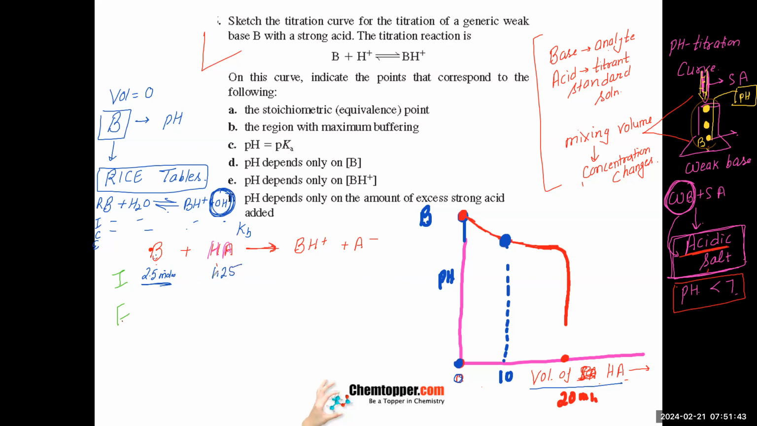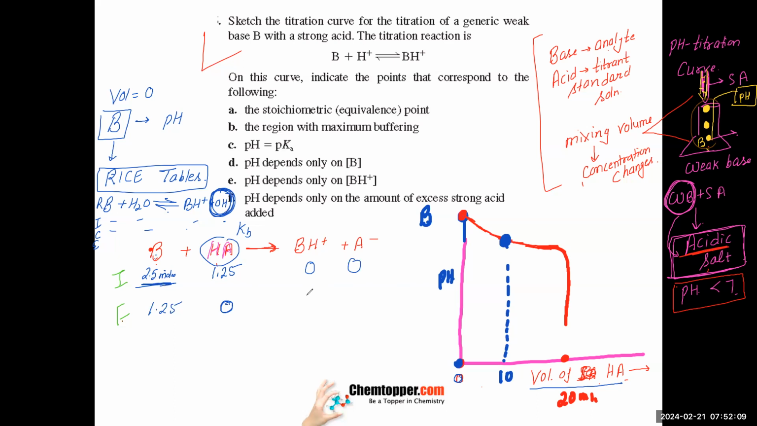So let's say I added this much acid into the solution. I'm adding this much into this base. Initially, no reaction. Finally, how much is this left? 1.25. How much of the HA? It's the limiting reactant. How much of BH plus formed?